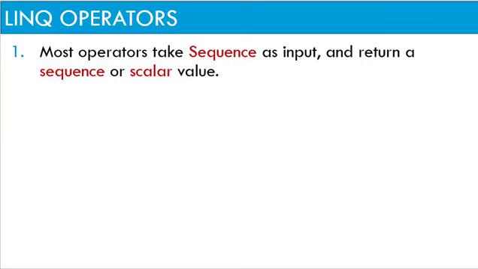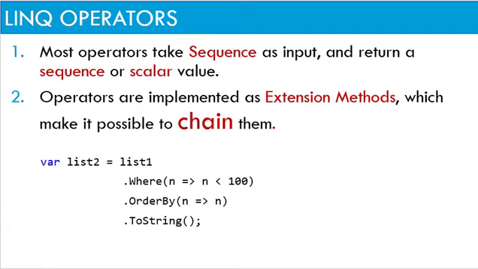Most of the LINQ operators take sequences as input and return a sequence or scalar value. But there are some operators which do not take any sequence as input, they generate their own sequences. Operators are implemented as extension methods, which makes it possible to chain the operators together using the dot operator. It simply means result of the first method becomes input of the second method and result of the second method becomes input to the third method and so on. Extension methods make this kind of code much easier to read and understand.